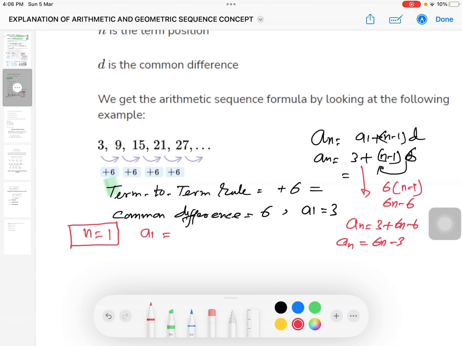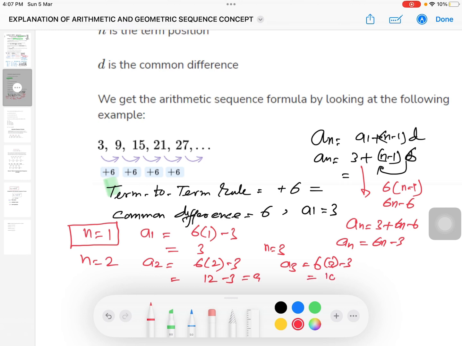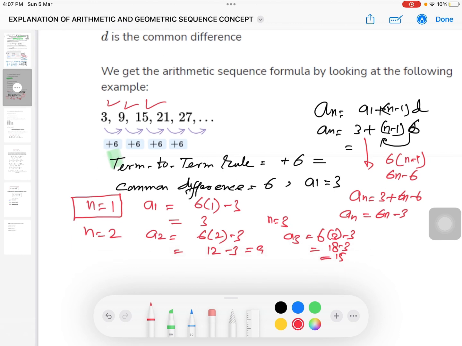So if you put n is equal to 1, it gives you a1. So 6 into 1 minus 3 gives 3. If you put n is equal to 2, the second term, a2, now 6 into 2 minus 3, the result is 12 minus 3, it's 9. And if you put n is equal to 3, so this is a3, 6 into 3 minus 3, the result is 18 minus 3, and it's 15. So see, the first term was 3, we got 3. The second term was 9, we got 9. The third term is 15, and we got 15. So this is how to get the nth term.